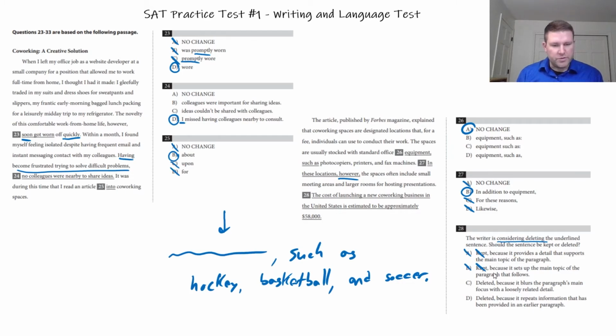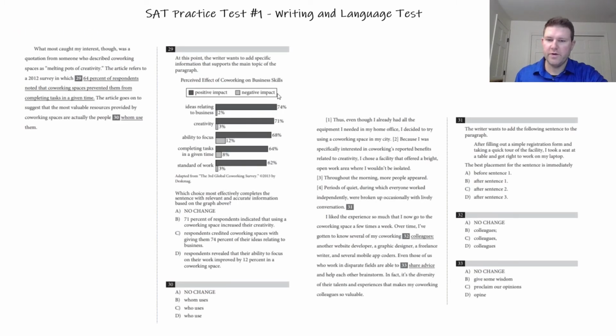And then you just want to choose the option that illustrates that it's irrelevant, right? So if you look at C, it blurs the paragraph's main focus. That works perfectly. And if you compare it to D, repeats information that has been provided in an earlier paragraph. They didn't say this before, so D is out. Okay, so moving on to 29.